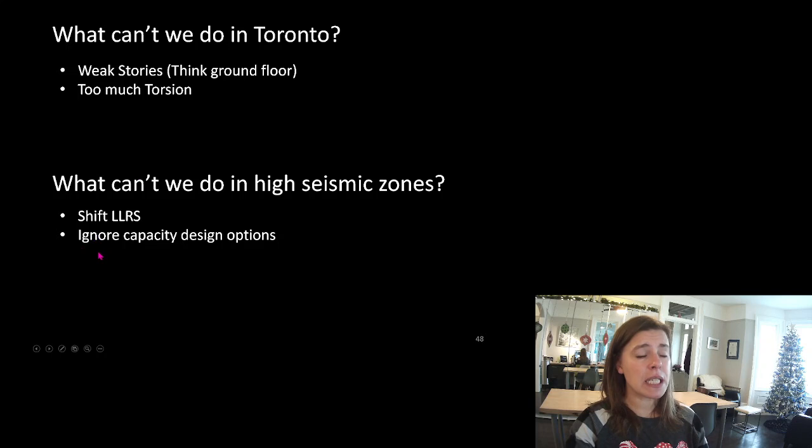The last one is, in high seismic zones, we can't ignore capacity design options. What that means is they want us to make use of ductility. Remember, ductility is when we yield, and ductility also absorbs energy. And so in high seismic zones, they say it doesn't matter how big, stiff, and strong you make your system. We don't care. You have to build in a backup that allows the energy to dissipate.